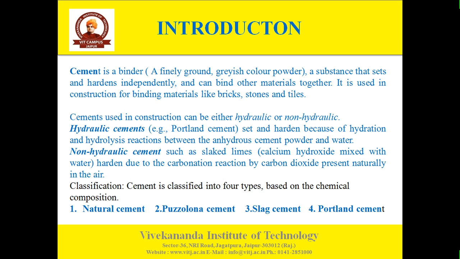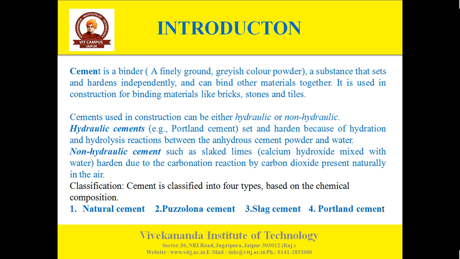The classification of cement. We find four types of cement based on their chemical composition: natural cement, pozzolana cement, slag cement, and Portland cement. Natural cement is produced by calcining and pulverizing natural cement rocks consisting of clay and limestone, but this is a very weak type of cement. It's cheaper but does not impart sufficient strength.